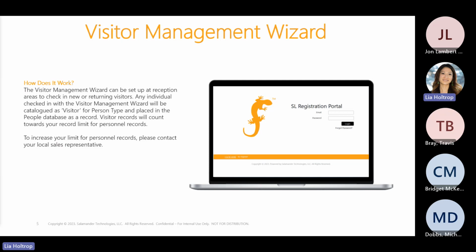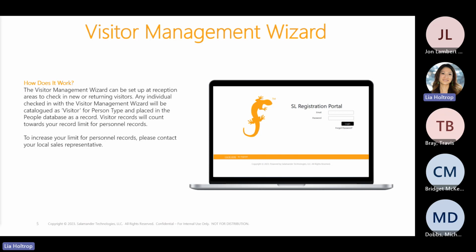So how does the Visitor Management Wizard work? Well, this wizard can be set up at reception areas or any area in which you're looking at checking in either new or returning visitors. Any individual that's checked in with the Visitor Management Wizard will be cataloged as visitor for the people type field, and then placed in the people database as a record.